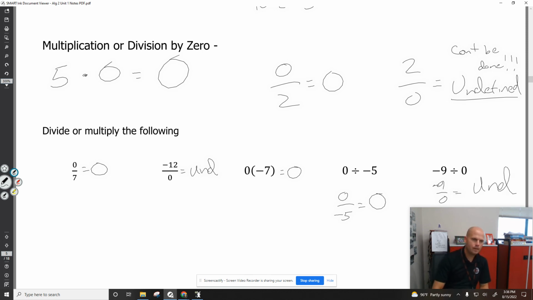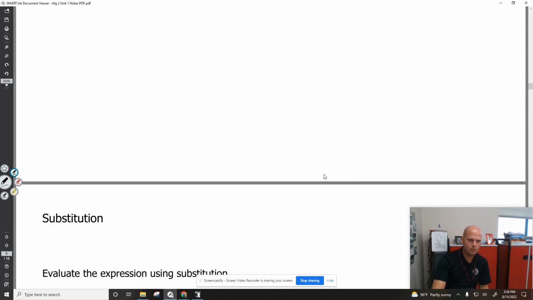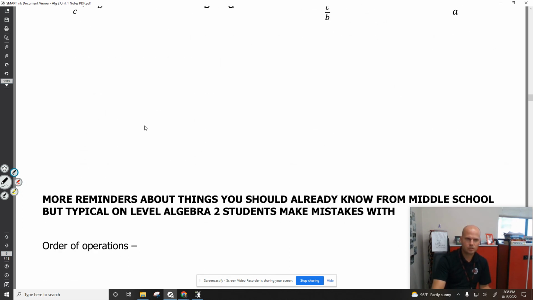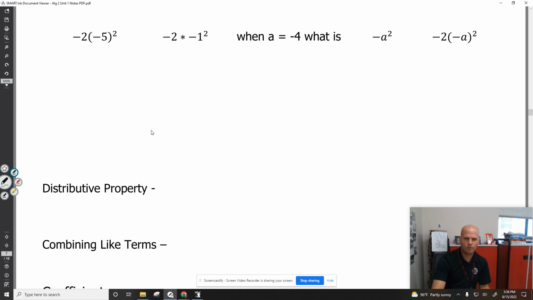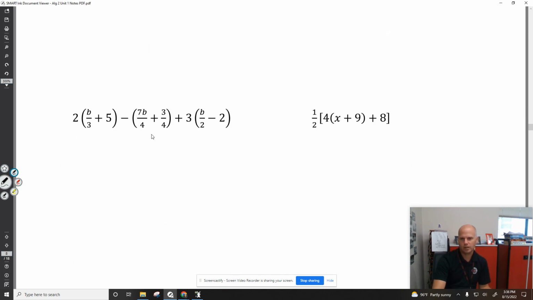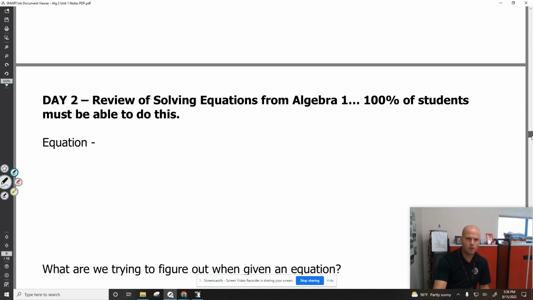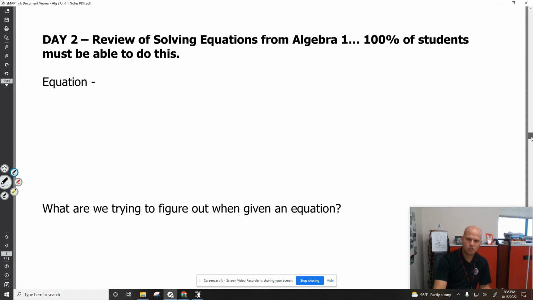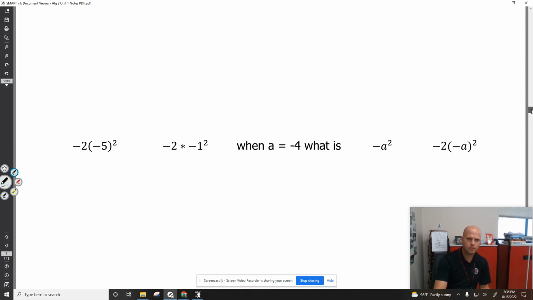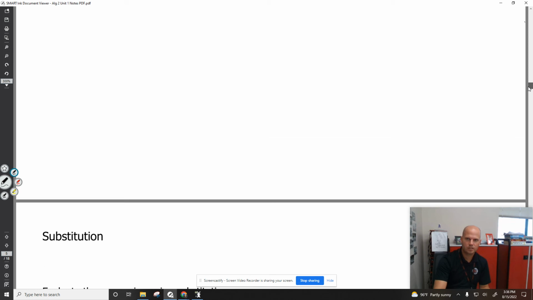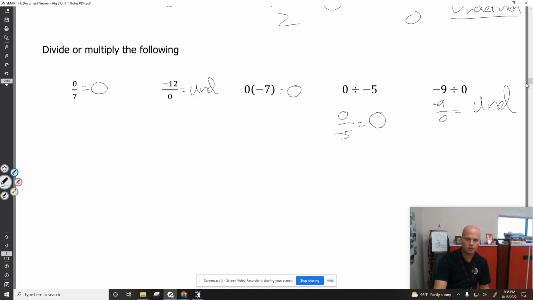All right. And that's day 1, reviewing some simple stuff. On day 2, we are going to get into substitution, some order of operations, some term stuff. And then we get into what I consider day 3 and day 4, a little bit of both. We're going to remember how to solve equations. We're going to have a quiz over this next class, so I'll put up the homework soon. Thanks.